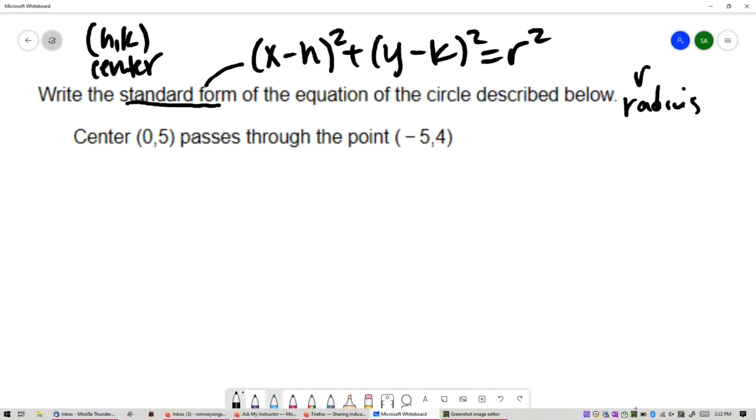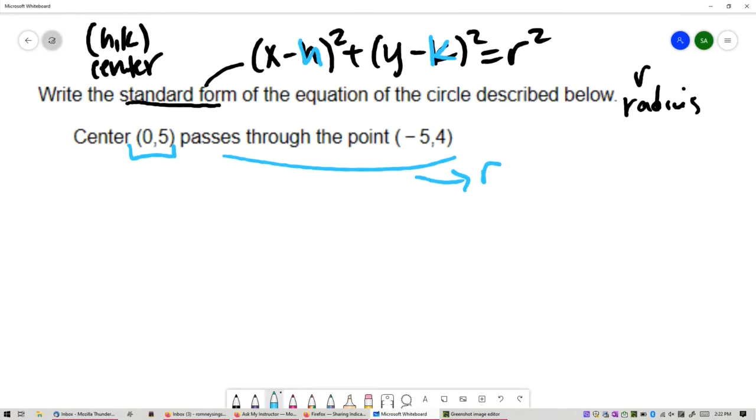So we are given the center of the circle, so we do know the h and the k that will substitute into the standard form. And I'm hoping that with this information, that the circle passes through the point (-5, 4), we're going to be able to figure out the radius of the circle.